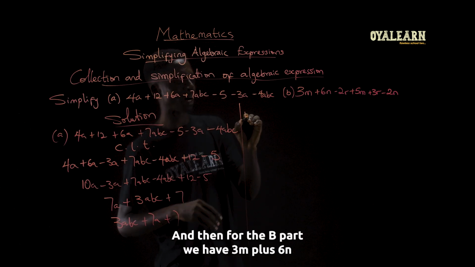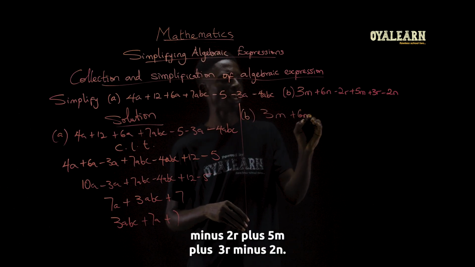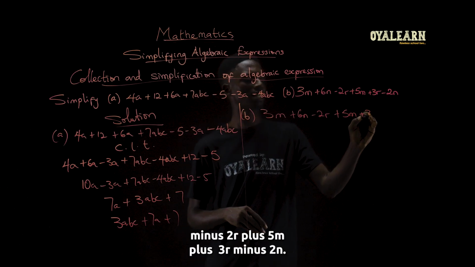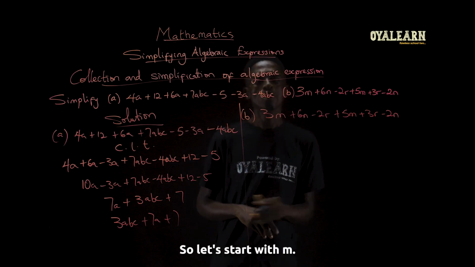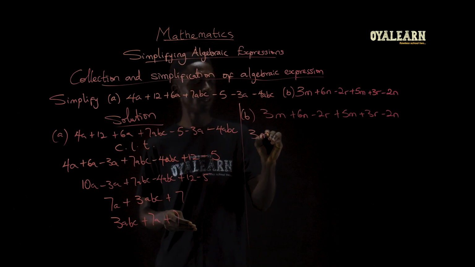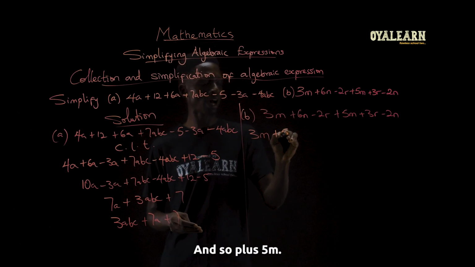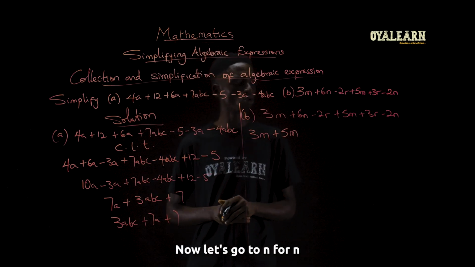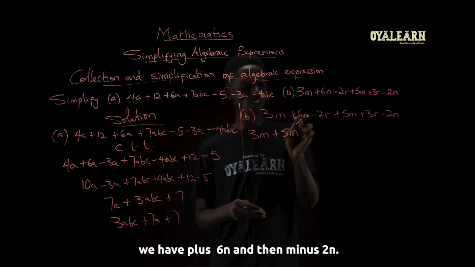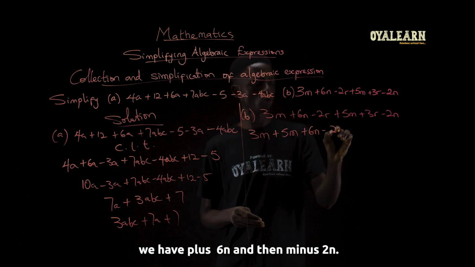And then for the B part, we have 3m plus 6n minus 2r plus 5m plus 3r minus 2n. So let's start with m. So we have 3m here. The next m we have is a positive m, so plus 5m. Now let's go to n. For n, we have plus 6n and then minus 2n.